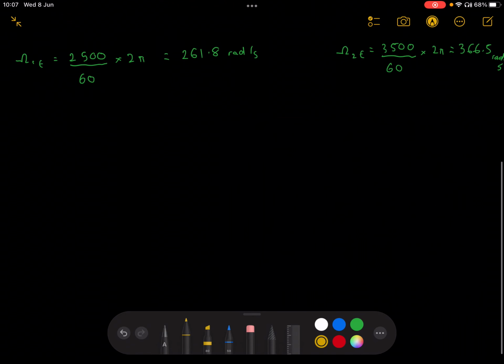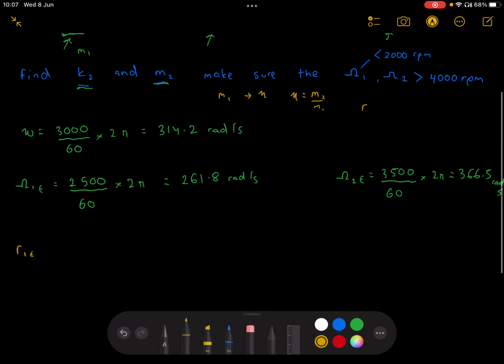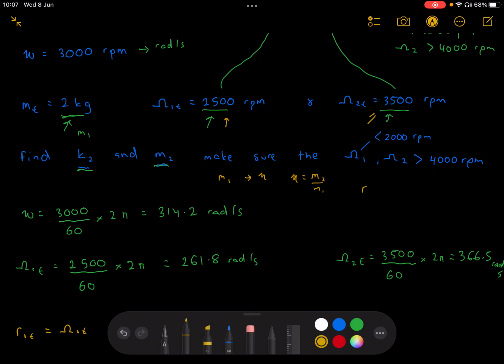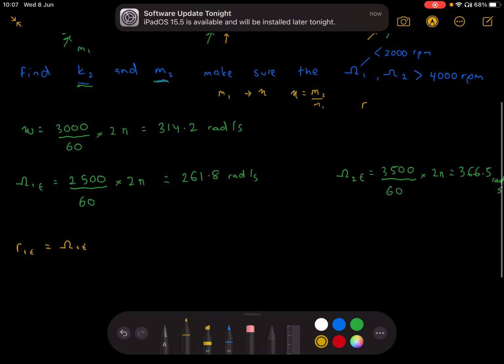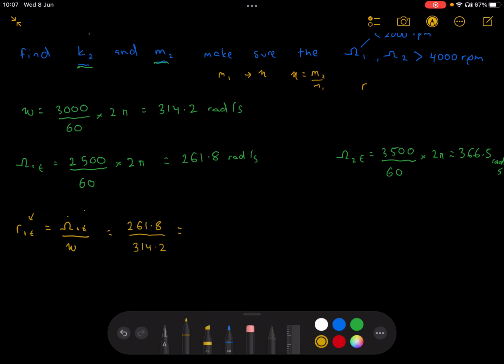Now we know that R1, which is referring to the trial, because we know that R is the ratio, the frequency ratio between the absorber frequency and the forcing frequency. So we use 2500 because basically we want to determine the mass 1. We need to determine this one: 261.8 over 314.2. From here we can get the frequency ratio of R1, which is 0.833.